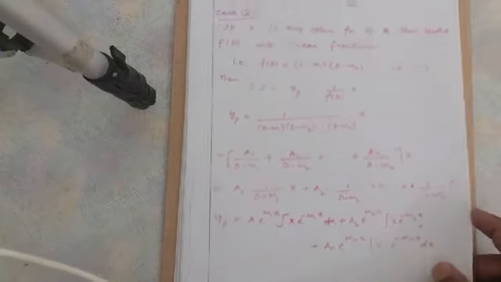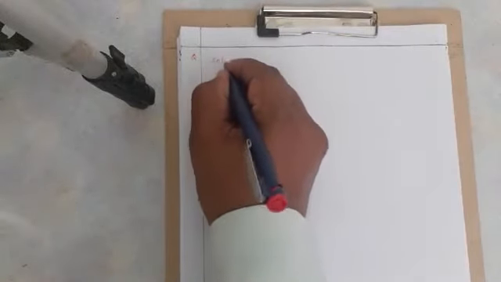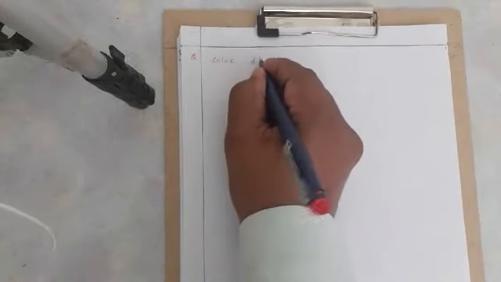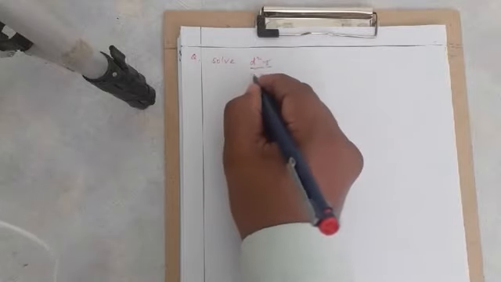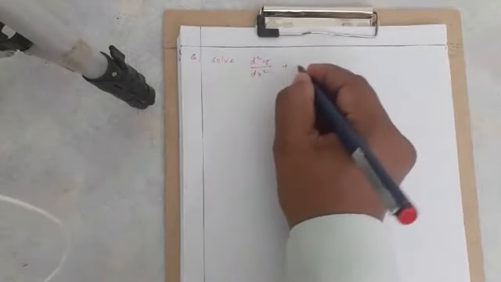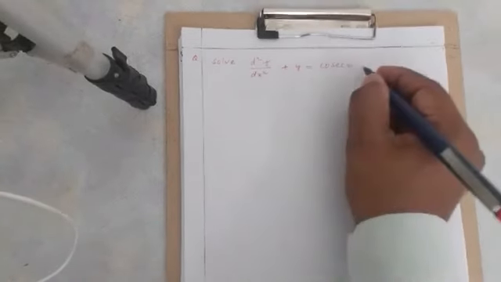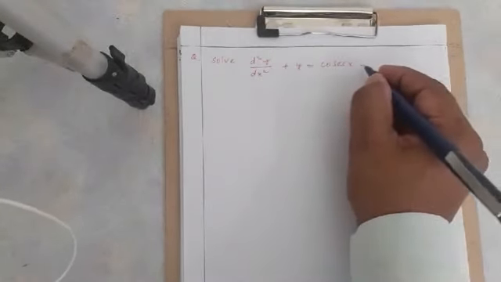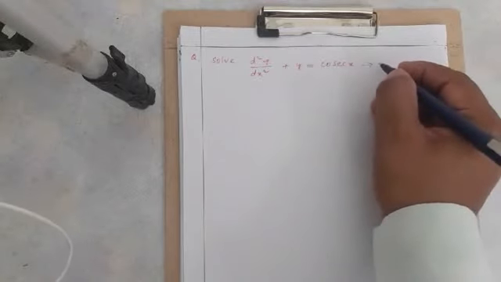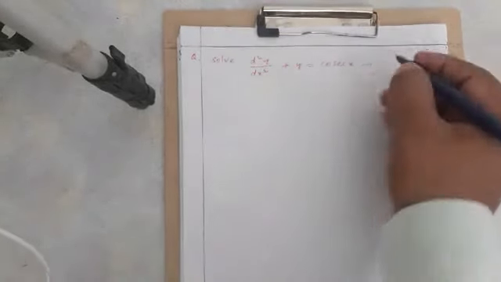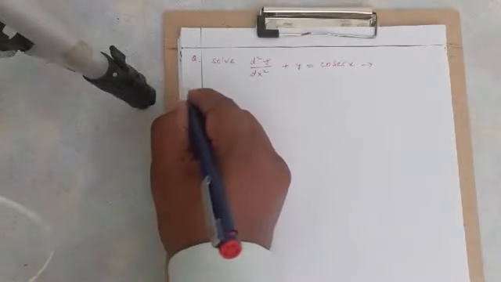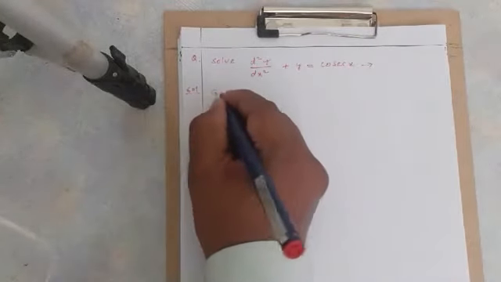Now let us write the problem based on case 5. The case 5 problem is: solve d square y upon dx square plus y is equal to cosec x. This is the problem given. Let us write it in operator form now.